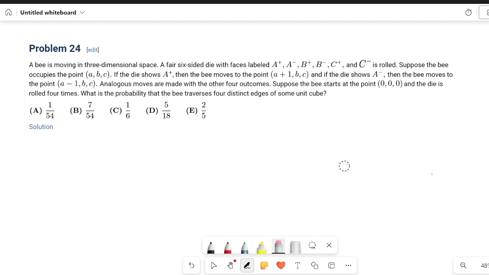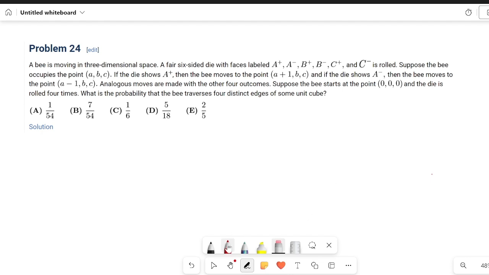So suppose the bee starts at the point 0, 0, 0, and the die is rolled 4 times. What is the probability that the bee traverses 4 distinct edges of some unit cube? So, of course, it's going to be a unit cube since we only ever travel one unit in either direction.